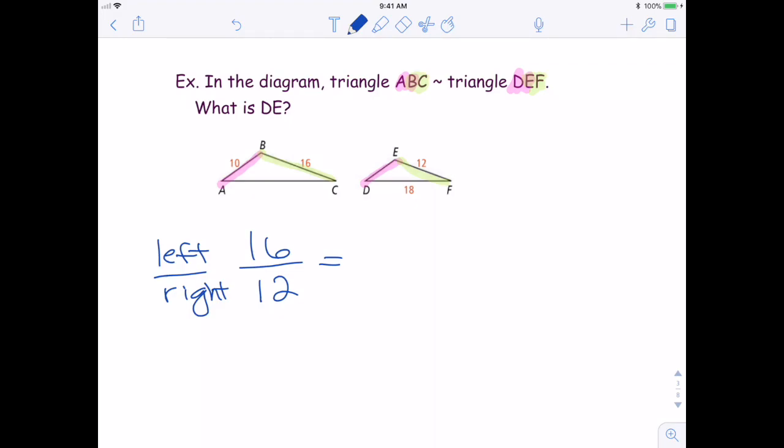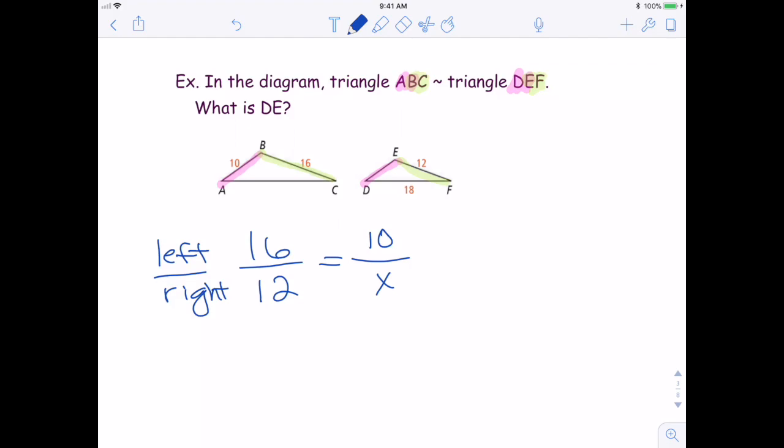My second ratio is going to include the missing side that I'm trying to find, which is DE. It corresponds to side AB. AB is coming from the left triangle, so its measure is going to go on the top of my ratio. So I have 10 over X, because I don't know what side DE is. That's what I'm trying to find.